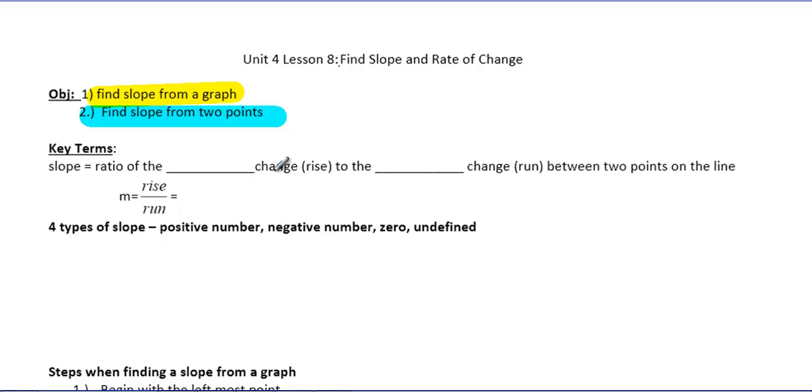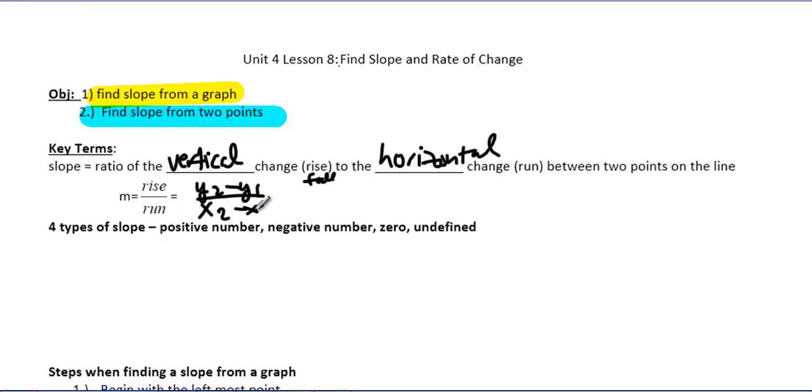Yesterday we learned about slope. Here's a more precise definition. It's the ratio of the vertical change, which is referred to as the rise or the fall, to the horizontal change, between 2 points on a line. Yesterday we dealt with the rise over run quite a bit. Today we're going to be using the formula that you saw yesterday in the notes, which is y2 minus y1 over x2 minus x1.